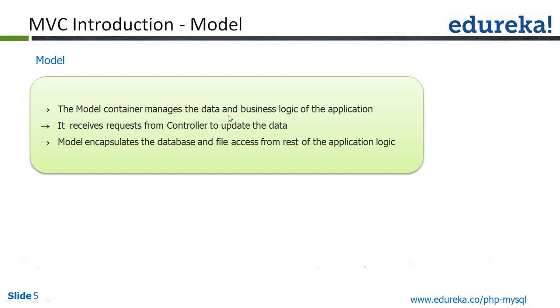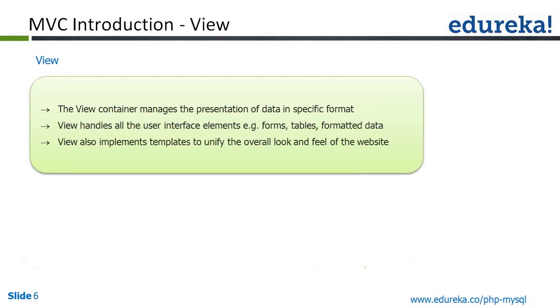The model container manages the data and business logic of the application. It receives requests from the controller to update, retrieve or delete data, any database operation. All the requests come from the controller. The client, the view, cannot interact with the model. So all the requests come to the controller, and the controller will forward them. The model encapsulates the database and file access from the rest of the application logic.